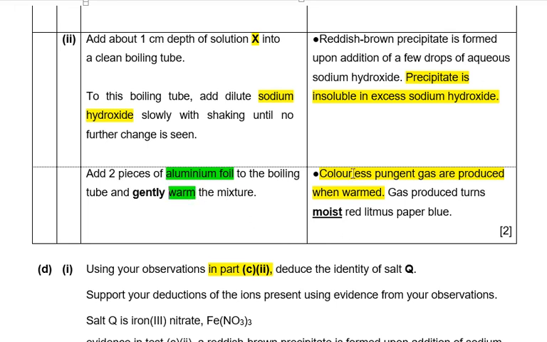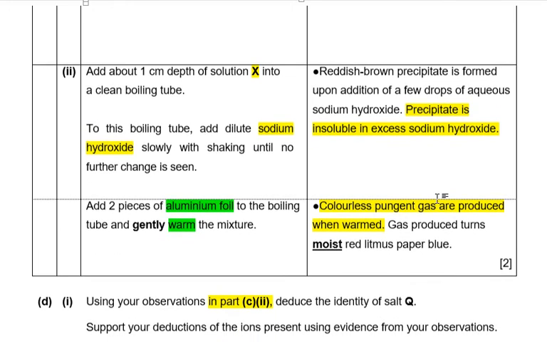So over here, I have colorless pungent gas being produced. Okay, and the gas turns moist red litmus paper blue. So 2 marks over here.